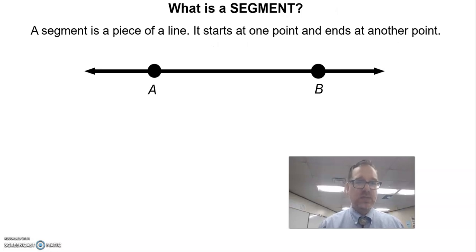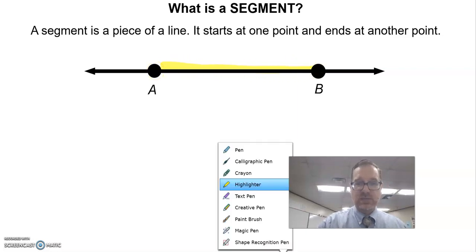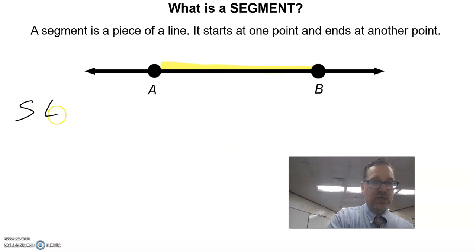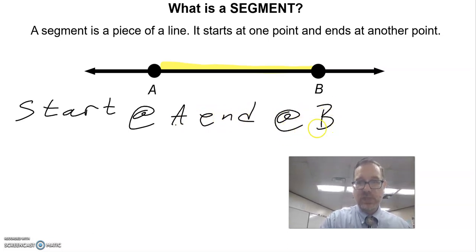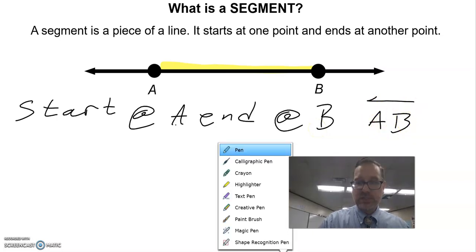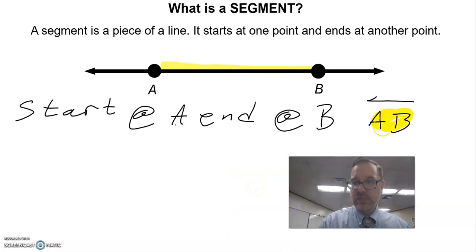All right, so what is a segment? A segment is just a piece of a line. Notice that these guys have arrows. Arrows mean it goes on forever. That is a line. A piece of that line is called a segment. So this is a segment. If I start at A, and I end at B, that is what we call segment AB. It starts at A and it ends at B. So the segment in yellow is segment AB.